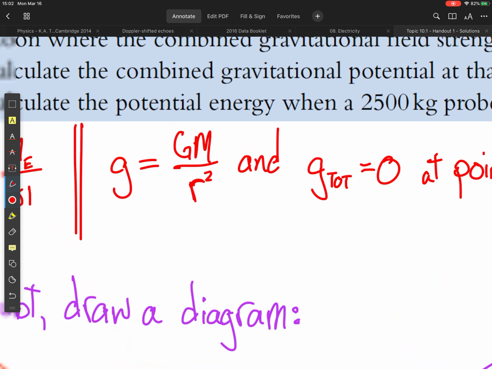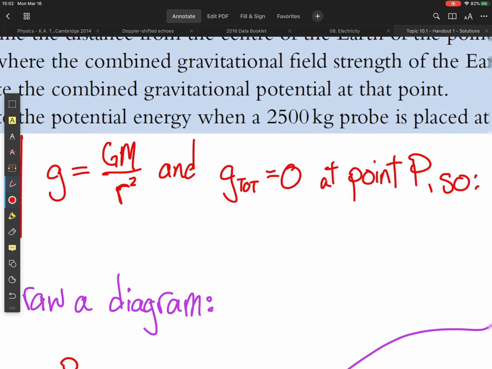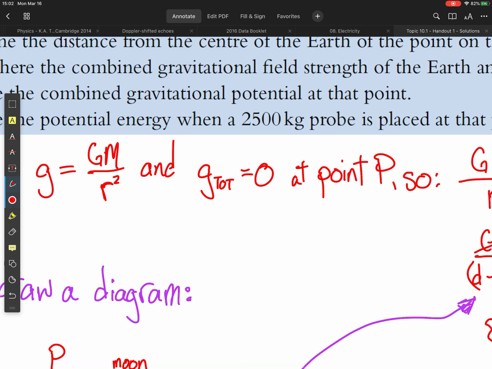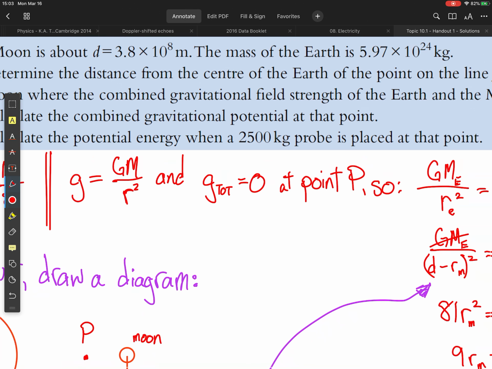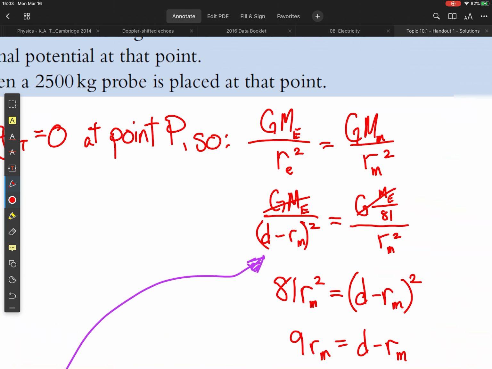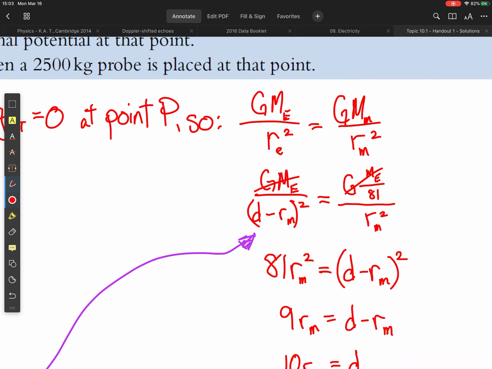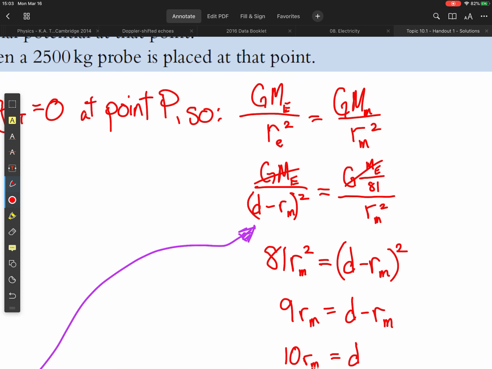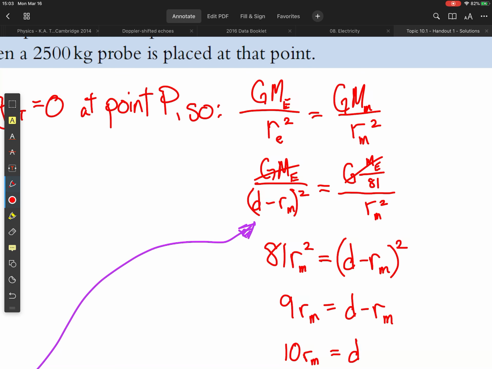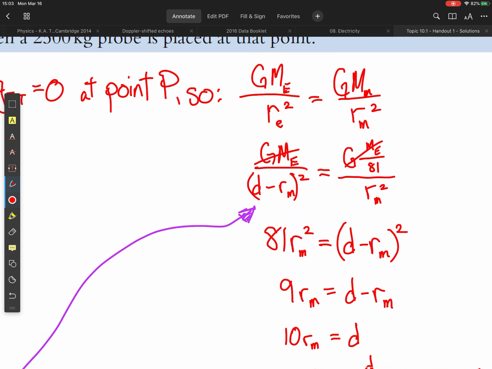So we know that gravitational field strength is given by the universal gravitational constant times the mass of a body divided by radius squared. And we know that at point P, our total gravitational field strength should be 0. So what that gives us is this. The sum of these two things would be 0. So that means that they are equal to each other. We have here on the left the gravitational field strength of the Earth, and on the right we have the gravitational field strength of the moon.